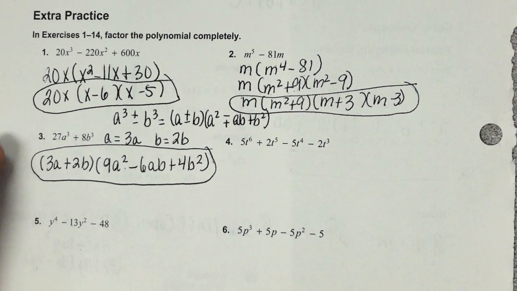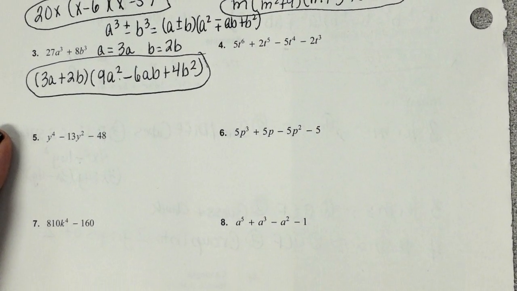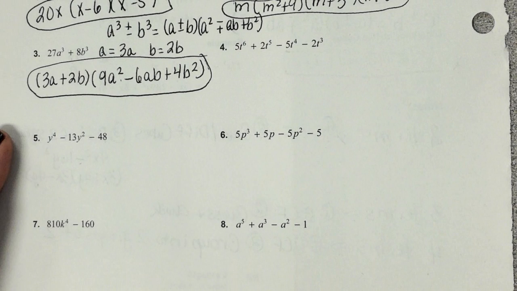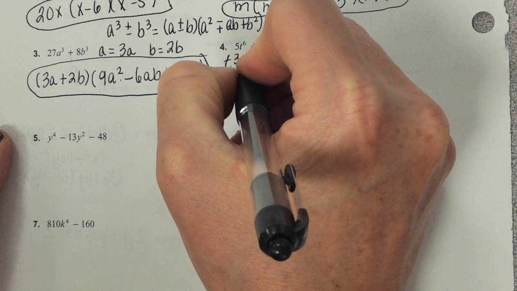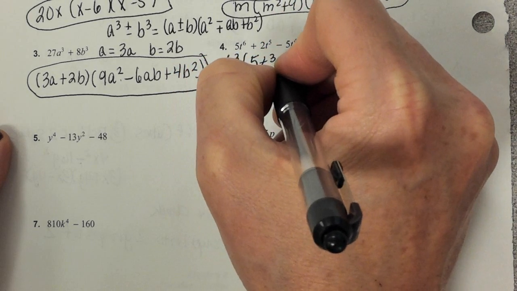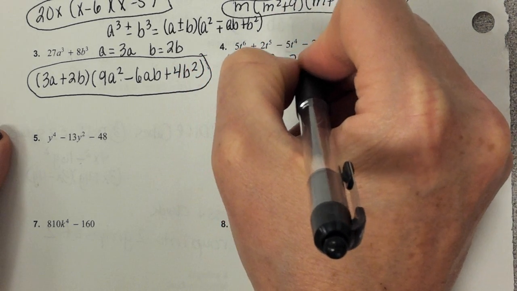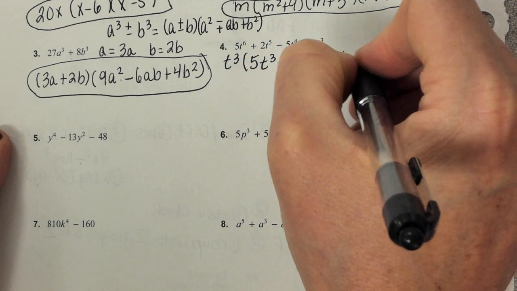All right. What about number 4? The first thing we always look for is a GCF. What can I factor out on number 4? T to the what? Third. So I'm going to take out t to the third. When I do that, I'm left with 5t to the third plus 2t squared minus 5t minus 2.